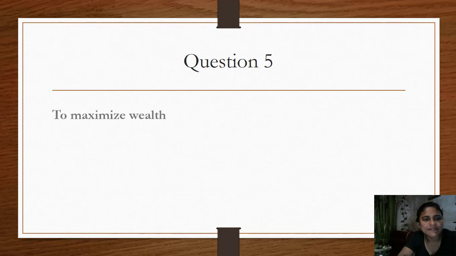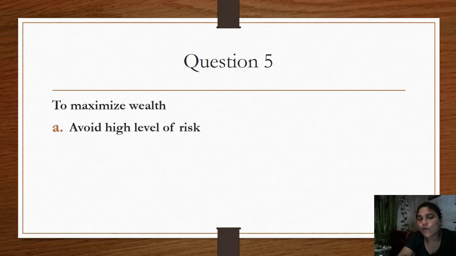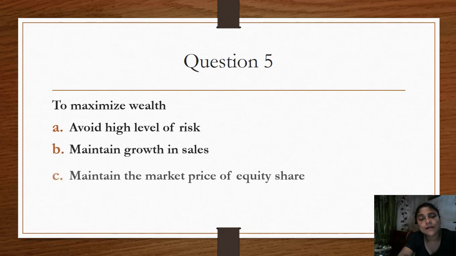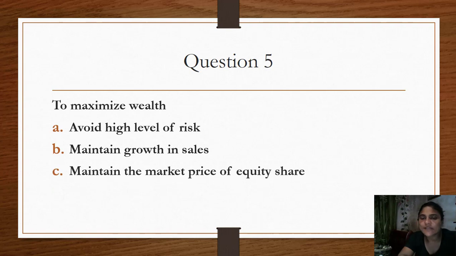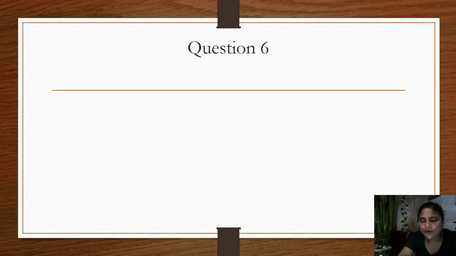Now question 5: to maximize wealth, avoid high level of risk, maintain growth in sales, maintain the market price of the equity shares, all the above. So the answer for this question number 5 is all the above.